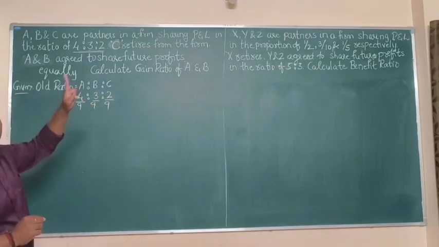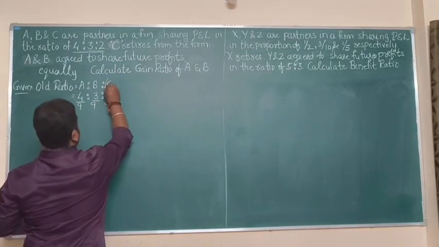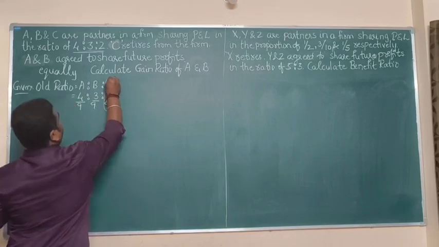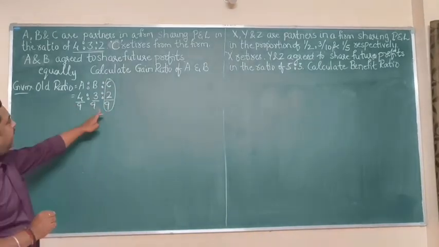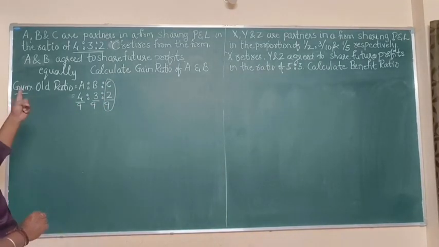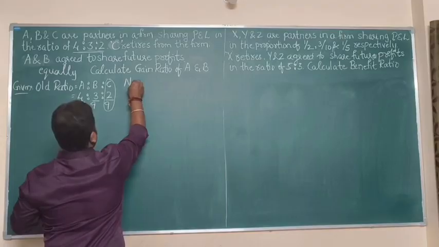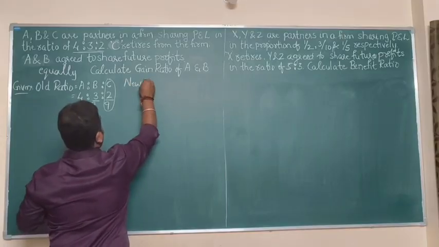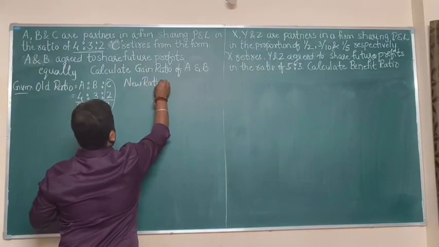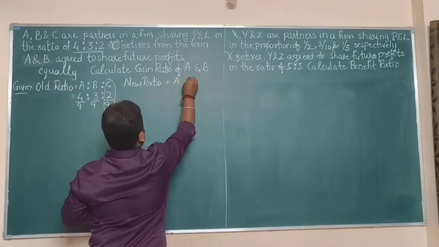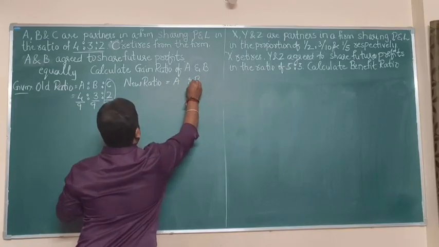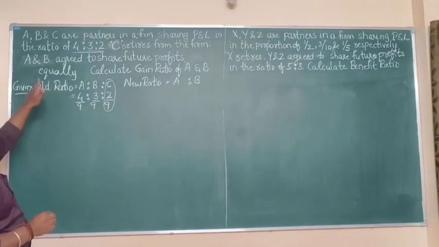C retires from the firm. This person is retiring. We will make a mark like this. C retires from the firm. A and B agreed to share the future profits equally. So, equally means what now? The new ratio. Who is the new ratio between? A is to B. How are they sharing the future profits?